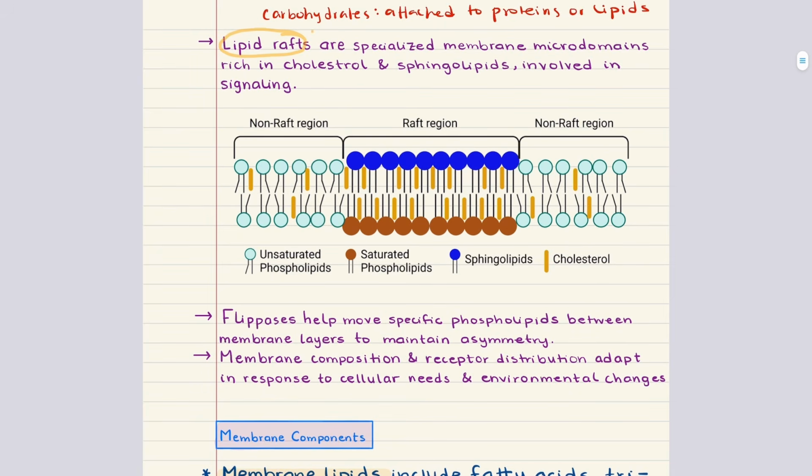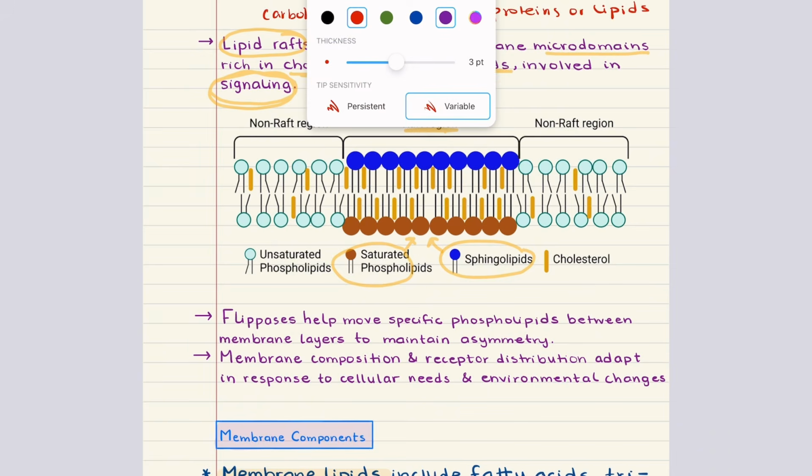These are specialized microdomains in the membrane, and these regions are going to be rich in cholesterol and sphingolipids, and they play a role in organizing signaling molecules. Lipid rafts are more ordered and they're tightly packed in comparison to the surrounding membrane. They can act as platforms for certain cellular processes.